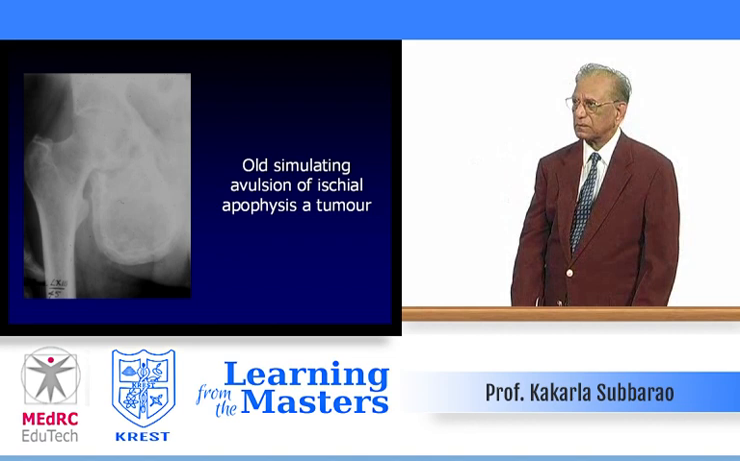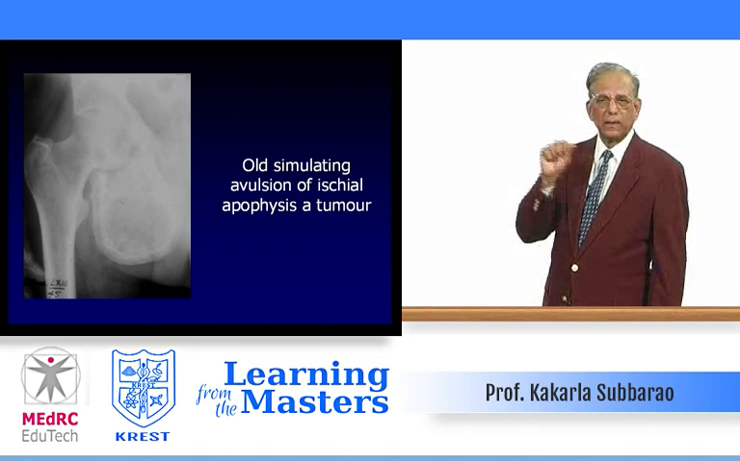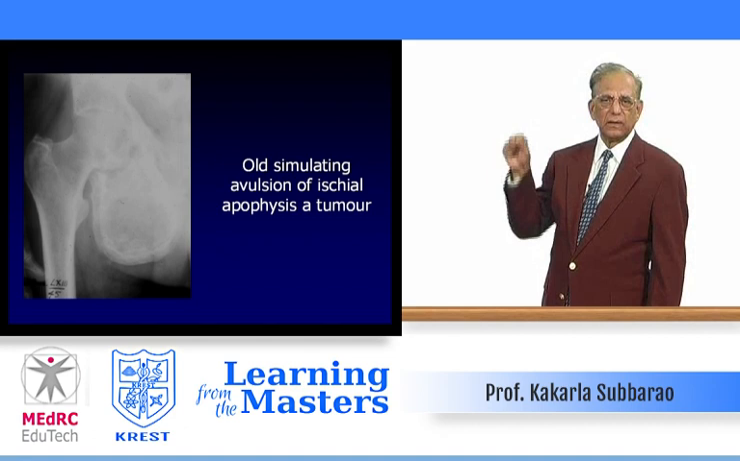So that's the end of this talk. Namely, we have concentrated on the hip joint, not only the joint, but the bones that form the joint, namely the innominate bone, the acetabulum, the head and neck and proximal shaft of the femur. Thank you.